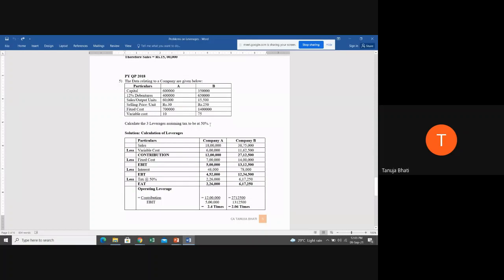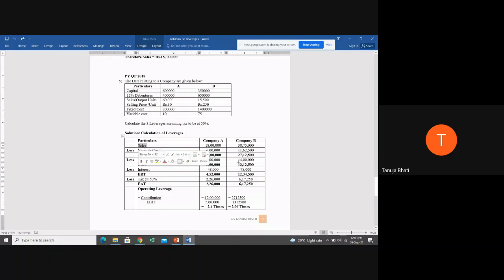So first thing, when you get such a problem in your exam, you have to see for the three types of leverages what all we require. We require contribution, we require EBIT and we require EBT. So first thing, for contribution, what are the two things that you require? Sales and variable cost. So you require to prepare the format. So particulars, company A, company B. Sales. See students, I will solve it for company A. On the same lines, you have to solve it for company B.